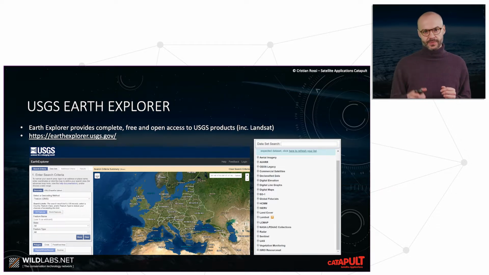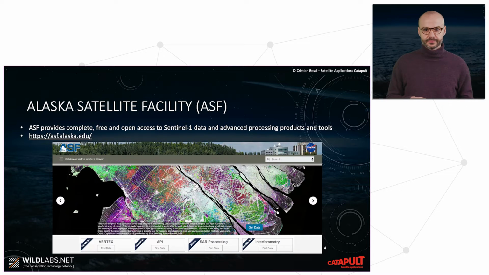This specific platform has several other data associated, not only Landsat, as we see on the right. SAR data, Sentinel-1 data, can be downloaded as well through the Alaska Satellite Facility, ASF. The platform is here. This is useful not only to download data, but also to get some additional products derived with this data and some tools.